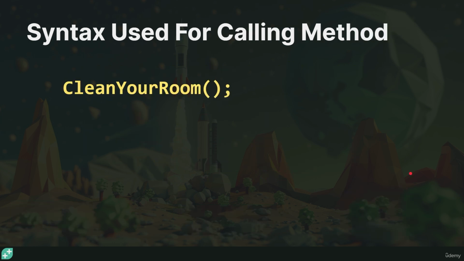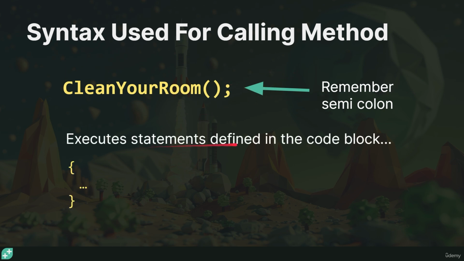And the syntax for calling a method is a little bit simpler. You just type the name of the method. And for this example, there's no arguments to be fed in. So that's why it's empty between our parentheses, which is what a lot of our methods will look like in this project. But if we had any arguments we needed to pass in to satisfy the parameters, we would put them in there. Remember the semicolon on the end. We often miss that, and that's why things don't work. So that will execute the statements defined in the code block.